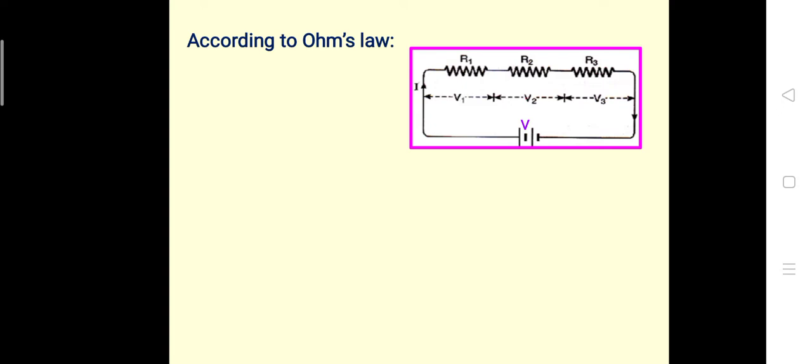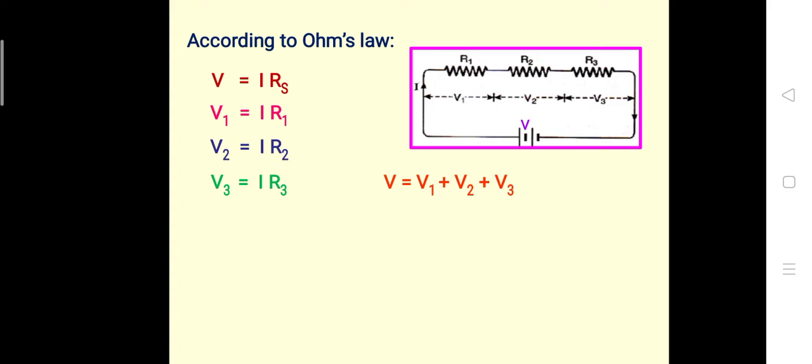According to Ohm's law, we know that V is equal to IR. Here V is the net voltage applied, I is the current flowing through all the resistances and Rs is the net resistance of the series combination. So V1 is equal to IR1, V2 is equal to IR2 and V3 is equal to IR3, as the same current flows through all the resistances. And from the figure it is clear that V is equal to V1 plus V2 plus V3.